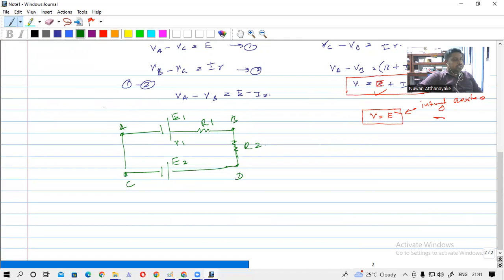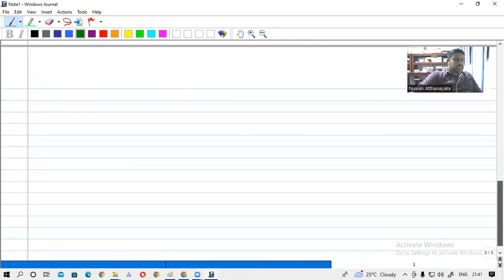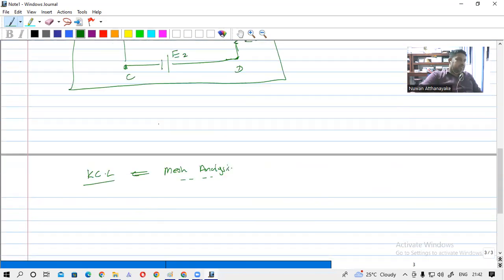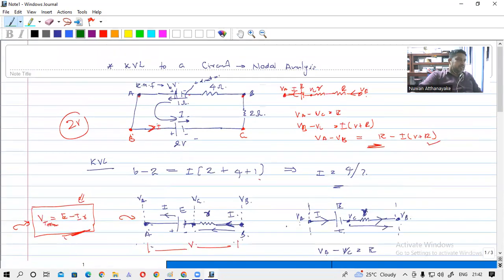So try to do this as a homework. Very easy. You can do that to remind yourself of the things you have learned. So here you have to use the Kirchhoff voltage law, and there is a Kirchhoff current law also. Actually that is related to mesh analysis. I can't remember this correctly. Please refer to your notes, then you can get it.